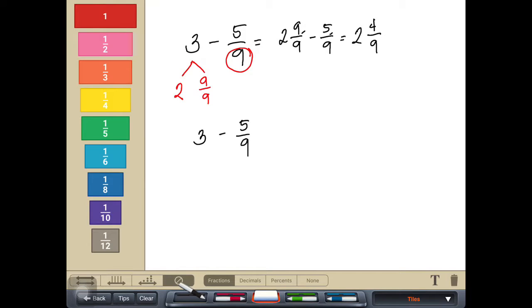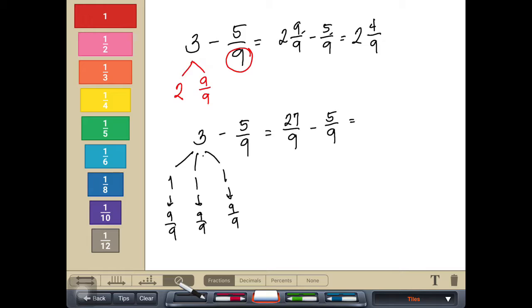So ask yourself first, how many nines are there in 3 wholes? So let's try that out by, that's 1 whole, 1 whole, 1 whole, and each whole here is actually equal to 9/9. So we have 3 9/9. Okay, and that is equal to 27/9 minus 5/9, which will now give you 22/9.